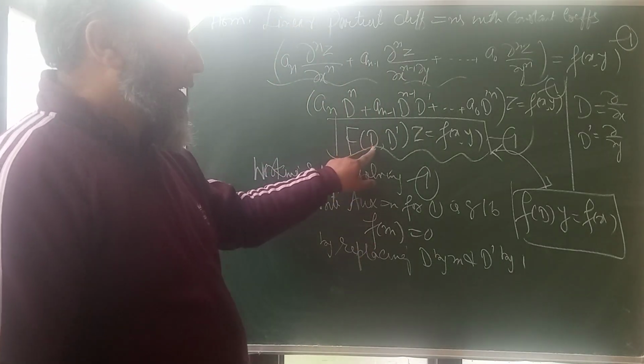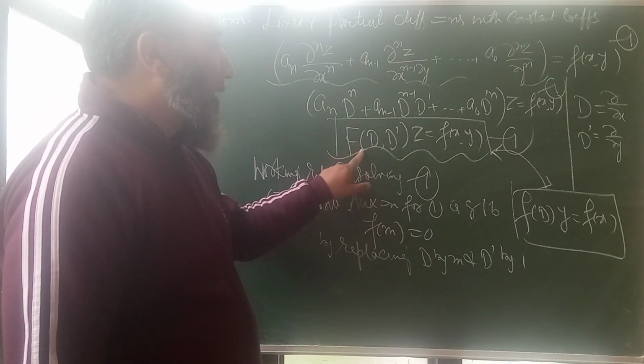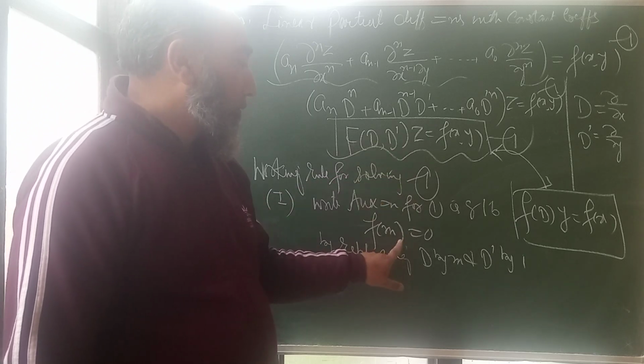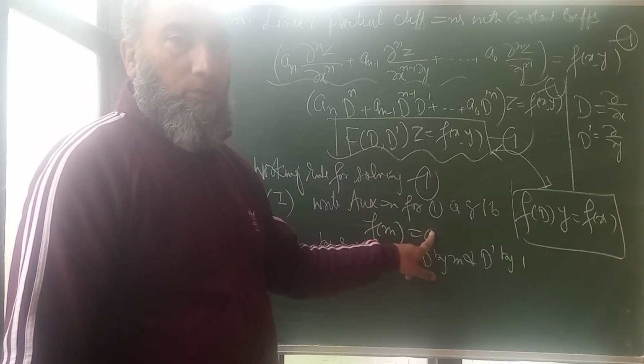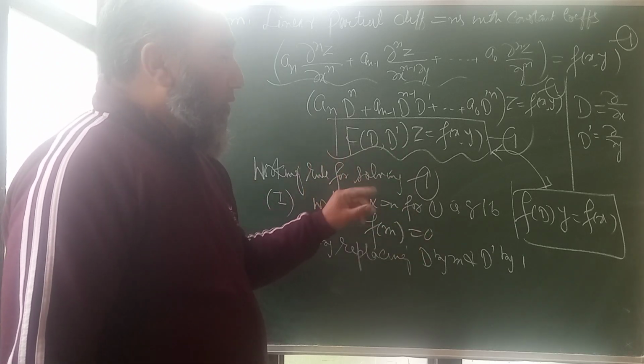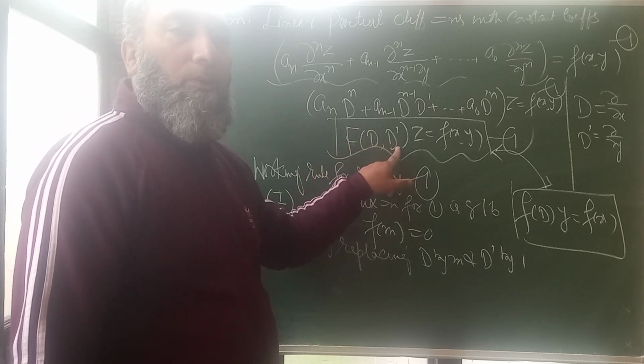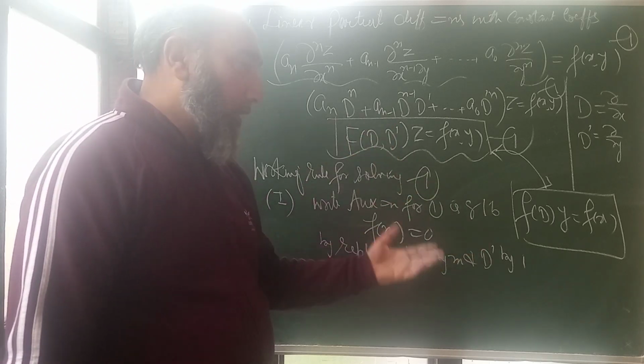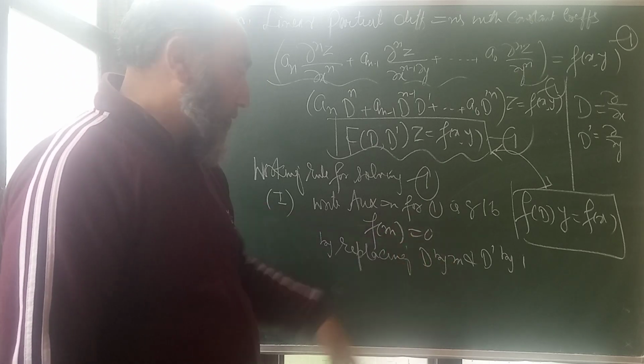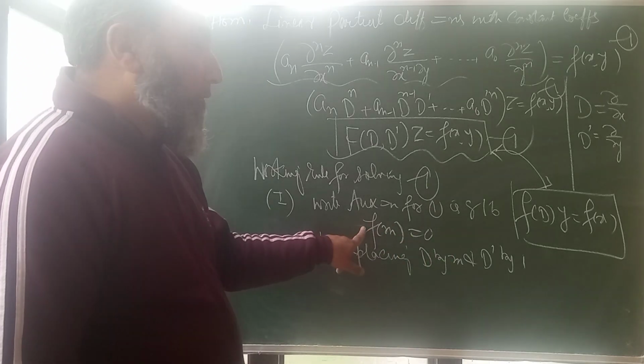When you replace D by m and D dash by 1, you will get F(m). So you will get F(m) equal to 0, right? Now, there's a question, why do we replace D by m and D dash by 1? It's a separate question. This will be replied to in a short while.